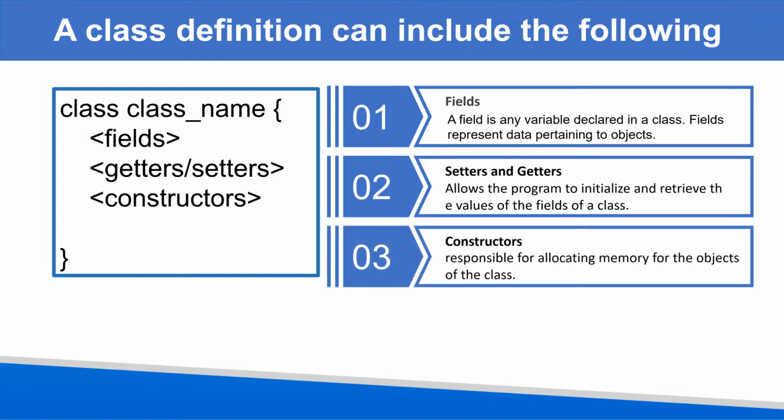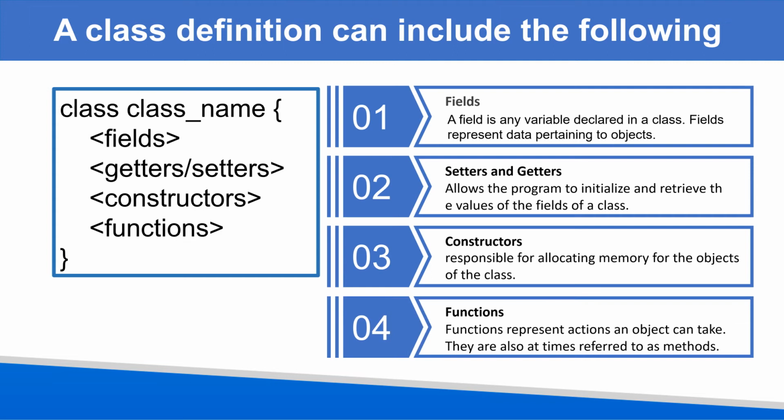Constructors. Responsible for allocating memory for the objects of the class. Functions. Functions represent actions an object can take. They are also at times referred to as methods. These components put together are termed as the data members of the class.